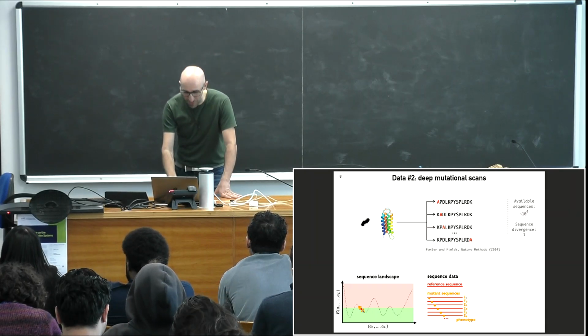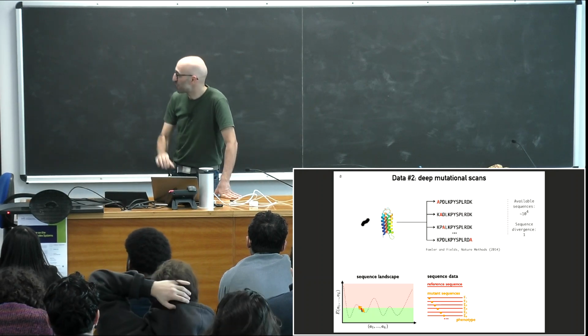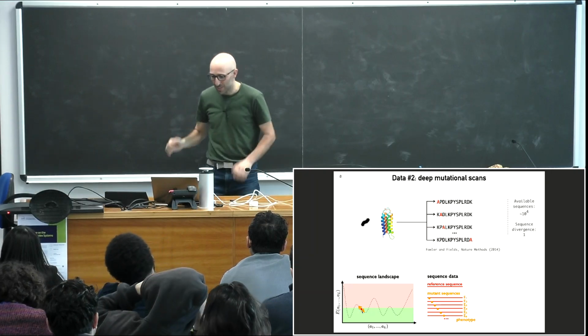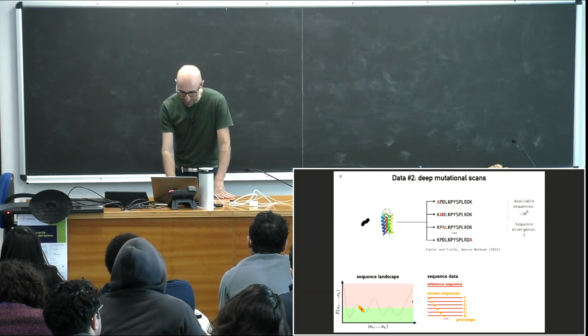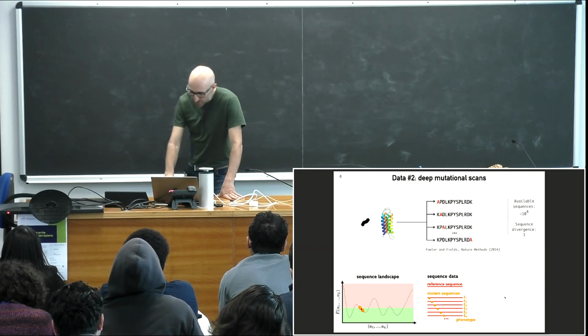So from the point of view of the space of sequences, what you're doing here is taking one natural sequence, doing all possible mutations, so you are moving very locally around it, and measuring the fitness. So we can use this data in various ways.